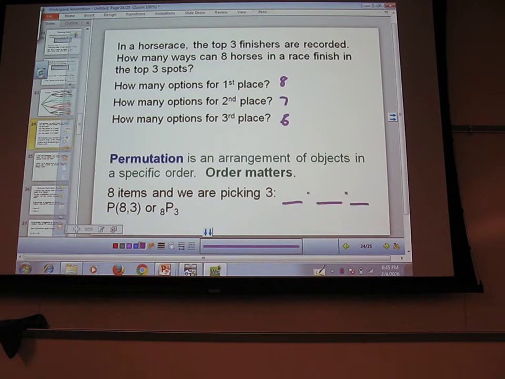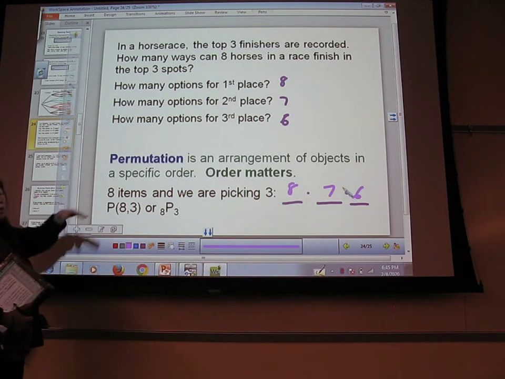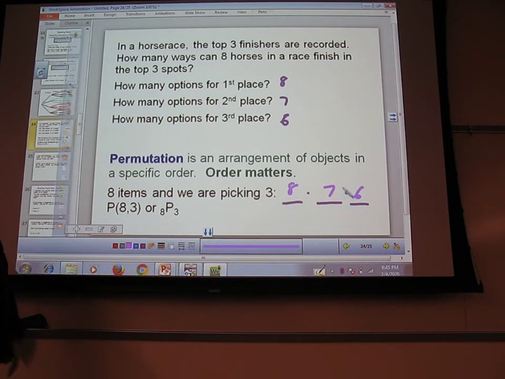And we have how many options for the first spot? 8. Second spot? 7. And last spot? 6. Everybody on board? This is a special case of the fundamental counting principle called permutations.